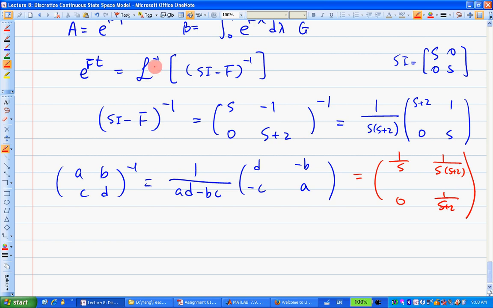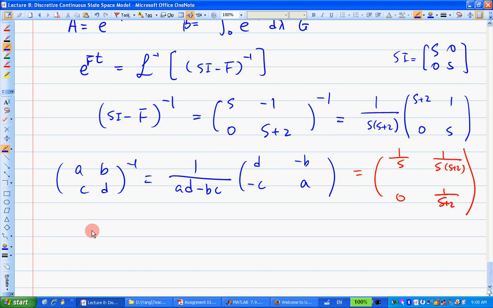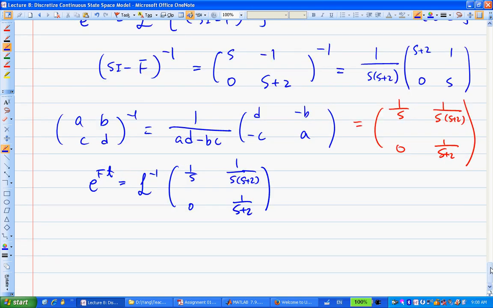Okay, so now the next step is to take the inverse Laplace of this matrix, right? Inverse Laplace of a matrix means the inverse Laplace of each one of the terms here. Okay, so then e to the power Ft is the inverse Laplace of each one of them. So you have your z table, but actually your z table has a column of s functions, and there's another column of t functions. So you have a shortened Laplace table there, okay?